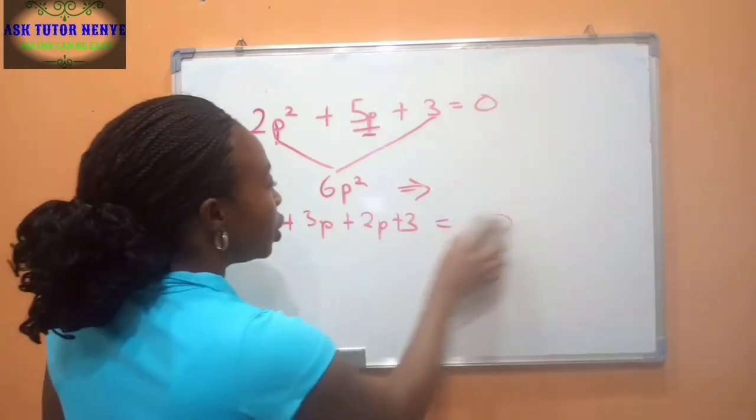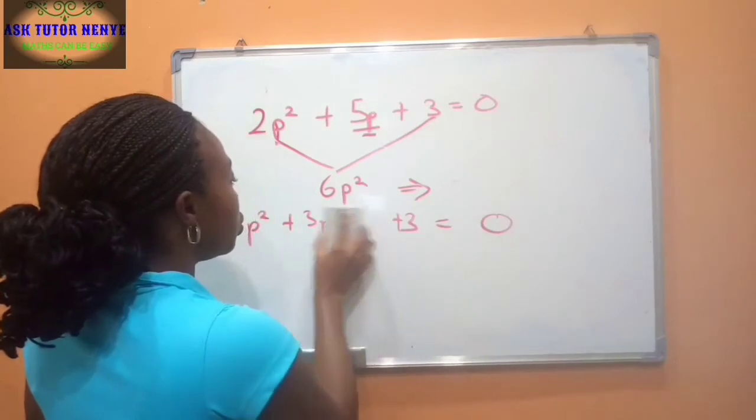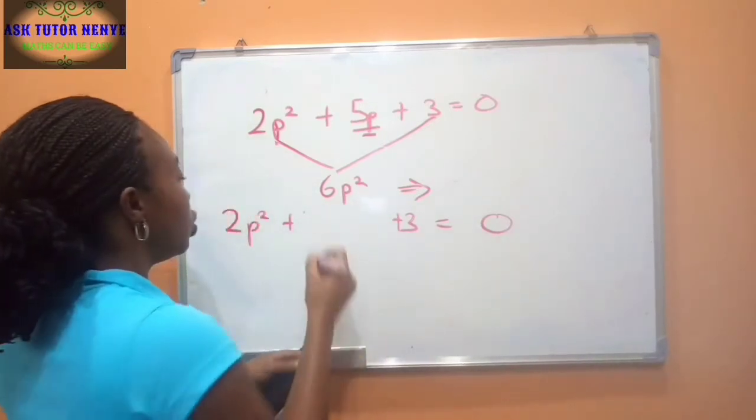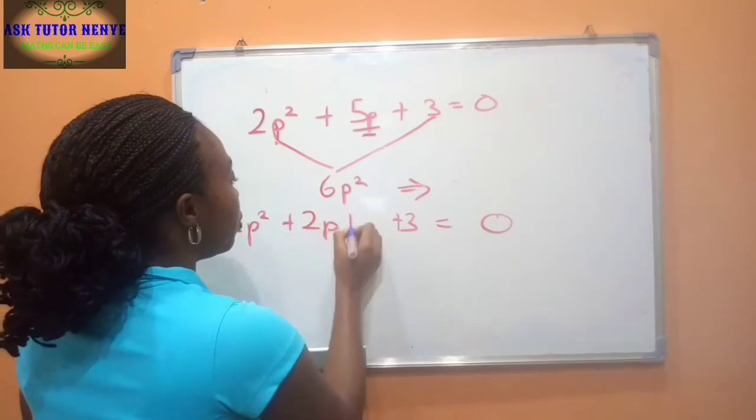Okay, the next thing we are going to do, let me rearrange this. 2p plus 3p.